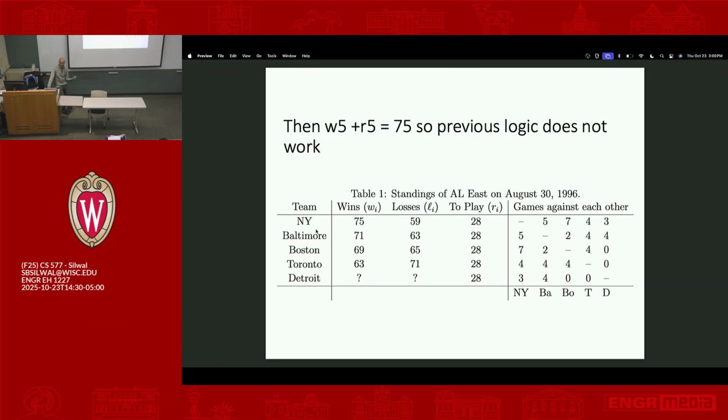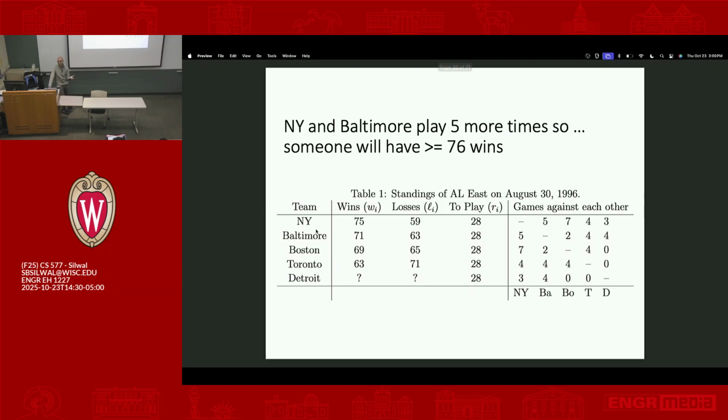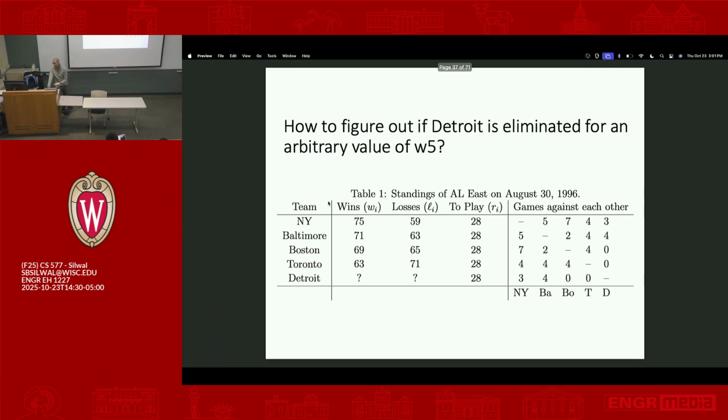So the previous logic doesn't work because we get exactly 75. But there's some more complicated logic we can do, which is that these first 2 place teams actually have a bunch of games left with each other. Even in the worst case, one of them will end up with 76 wins. So then it's still eliminated. But now I can ask an even harder question.